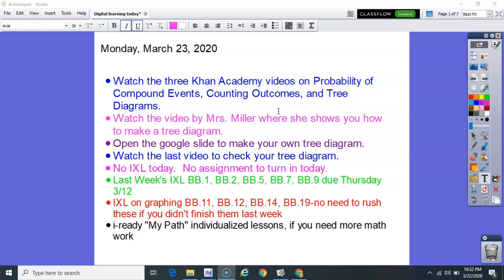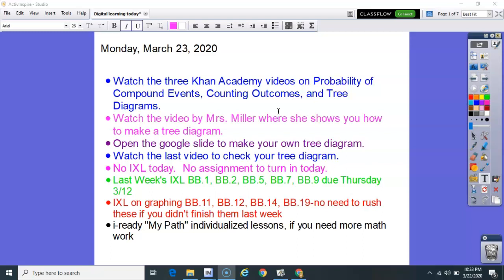Then you're going to watch another video that I make where I show you how to make a tree diagram. And then you are going to open the Google slide and make your own tree diagram. You can either do that right on that Google slide, or you can just use a sheet of notebook paper, and I'll show you how to do that on that next video. And then after you make your own tree diagram, go in and watch the last video where we check it and you can see how you did.